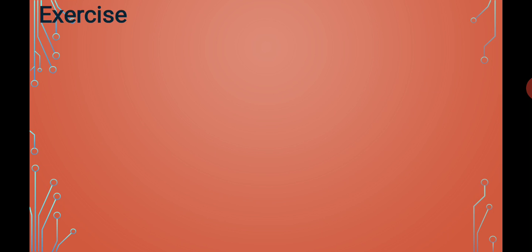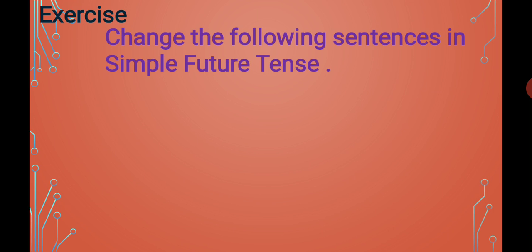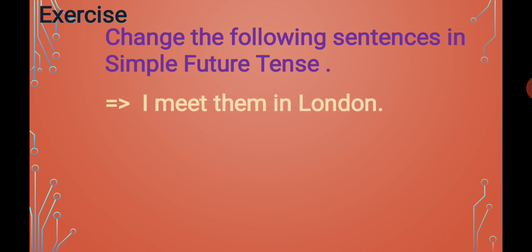Now we will do the exercise. Let's see the heading of the exercise: change the following sentences into simple future tense. It means whatever sentence is given in the question, we have to change it into simple future tense. And how can we do it? Let's start the exercise. First is: I meet them in London.